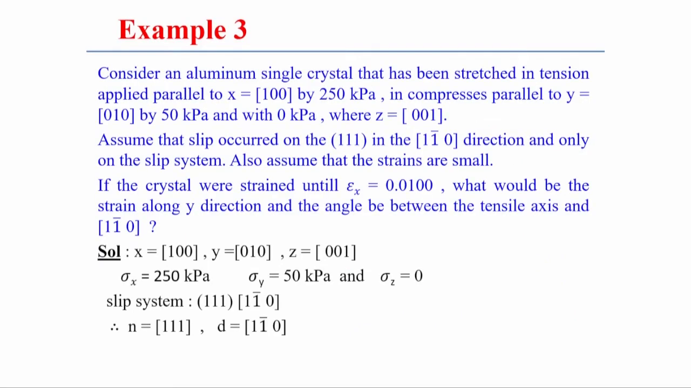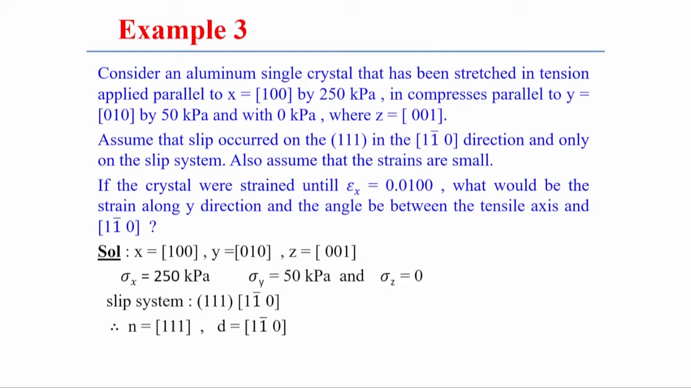Now we shift to the third problem. Here, we consider an aluminum single crystal that has been stretched in tension applied along the x axis by 250 kilopascal, in compression parallel to the y axis, that is 010, by 50 kilopascal, and with 0 kilopascal in the z direction. Basically, in the z direction there is no load, no stress.